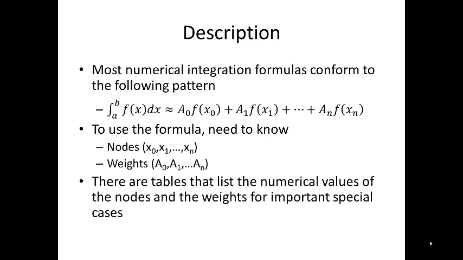Most numerical integration formulas conform to the following pattern that you can see in bullet 1 there. The integral from a to b of f of x dx is approximately A sub 0 f of x0 plus A1 f of x1 all the way out to A sub n f of xn. To use these formulas we need a couple things. One thing that we need are the nodes where the evaluation of the function takes place, and the weights that are given to each one of those function evaluations. Those are the capital A sub zeros. Now, there are nice tables that list these numerical values and the weights, and we're going to take a look at those, but first we'll see how those tables get made.